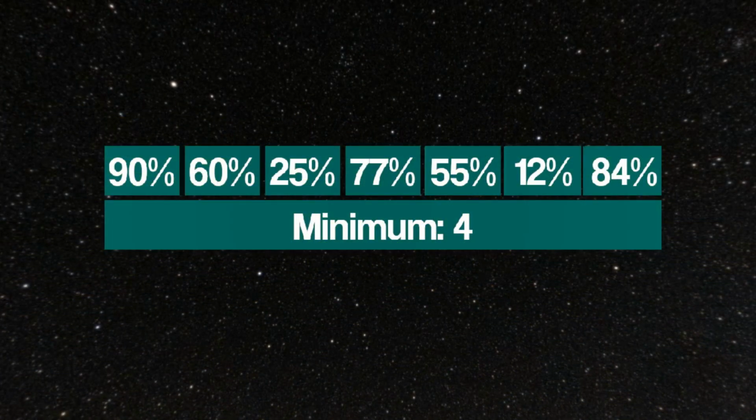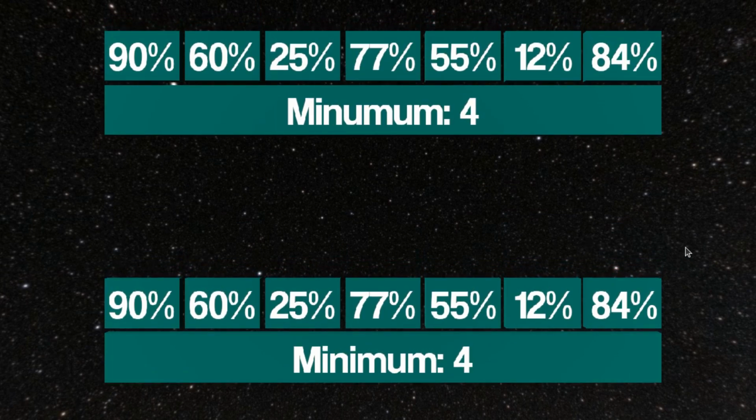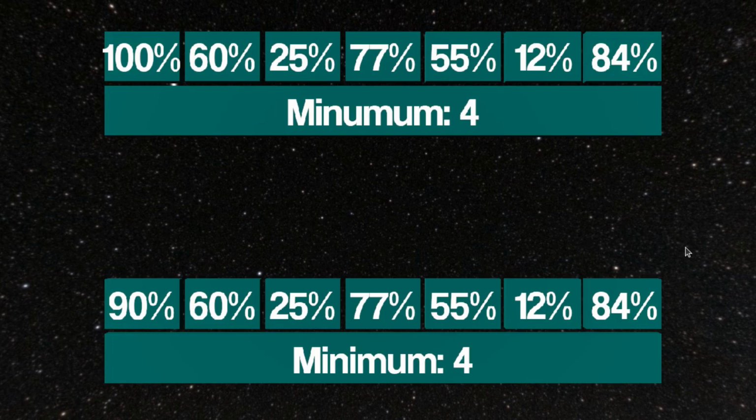Let's start with this sample problem. We have these 7 machines, each with its own reliability, and we want to know what is the chance that 4 or more will work. Well, I thought about it like this. Let's make a copy of this problem and change just one detail in it. There, I've changed the first machine to have a 100% chance of working. How does this affect the problem? Well, first of all, we know that the answer to this new problem will be larger than the answer to our original problem, just because the new reliability values are either larger or the same as the original values.